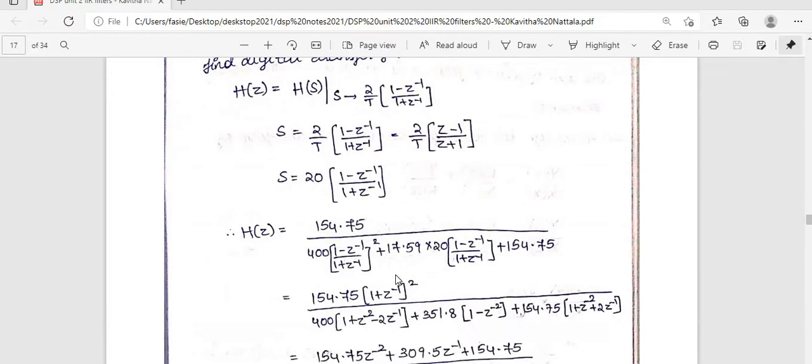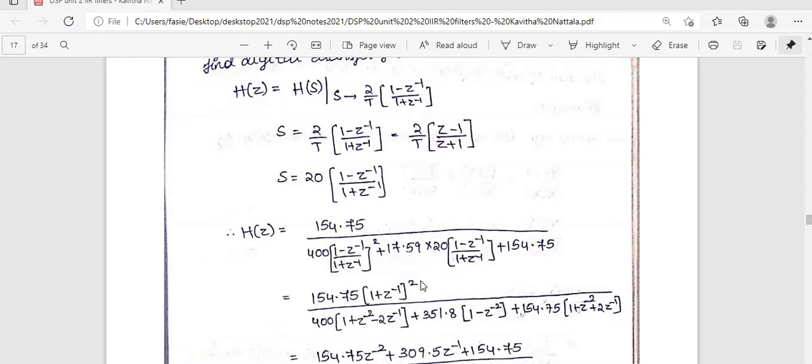And similarly 17.59, the previous number, is there as it is. We have put it. And then the s value is what? (1 minus z power minus 1) by (1 plus z power minus 1) into 20. So 20 into this factor, you will be getting 351.8. This is as it is.